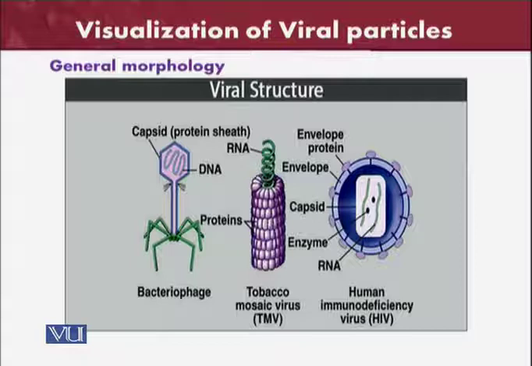Similarly, the tobacco mosaic virus and the HIV virus. These are three viruses which are in front of us, and their size and structure are all versatile and diverse from each other. The bacteriophage structure is quite different from the coiled, helical type of the tobacco mosaic virus, and the human immunodeficiency virus is different from both. So this is the visualization of the viral particles, and this is the diversity present in viruses.